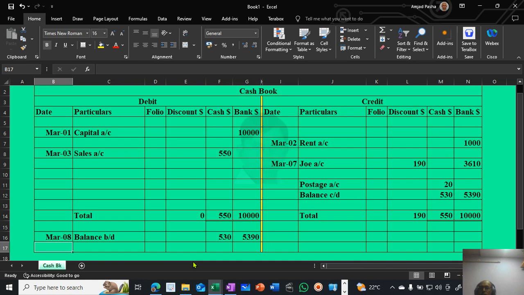So see here, balance carried down will become balance brought down in the next period. It was balanced on 31st March. On 7th March the balance was $530 and $5,390, which became the opening balance on 8th March, that is $530 and $5,390. So this is how we have to balance. So this is done.